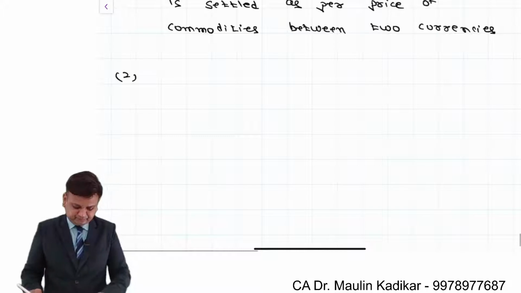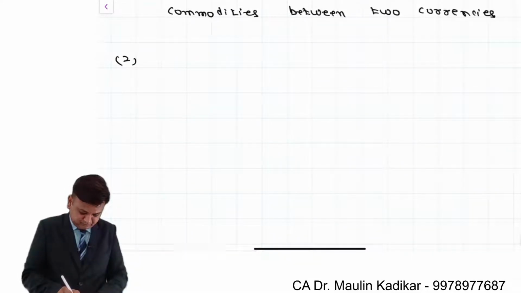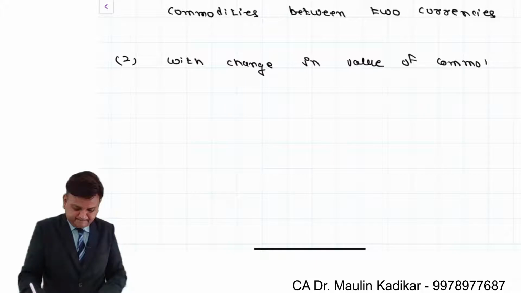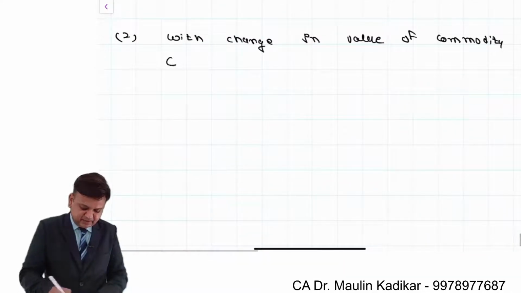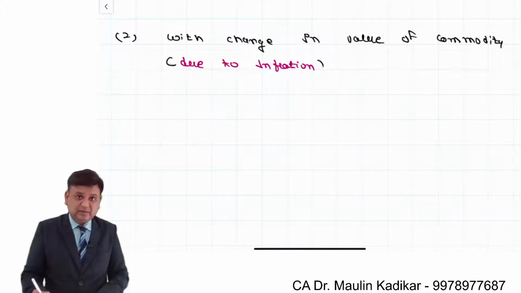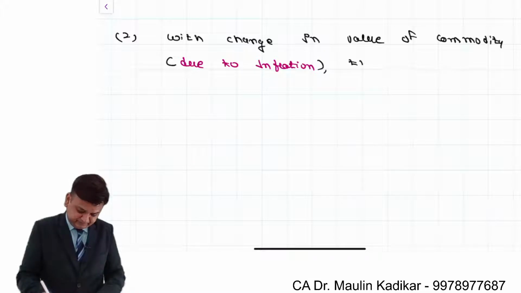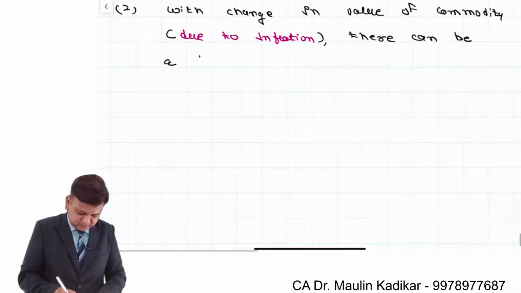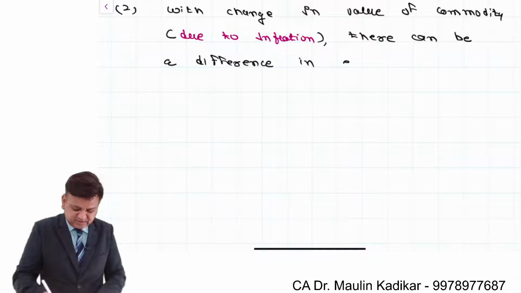Second point, with change in value of commodity, in bracket I am writing due to inflation, there can be a difference in exchange rate also.